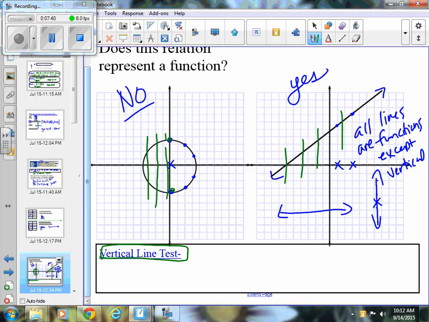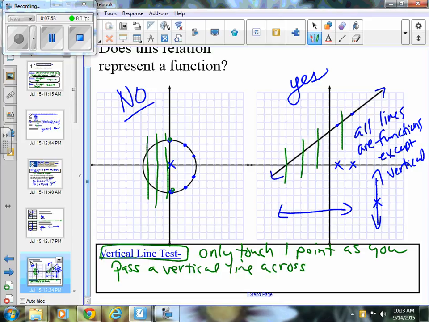So the vertical line says it can only touch one point as you pass a vertical line across the graph to be a function. When you're looking at those pictures, it's pretty easy to just scan across and see how many points it touches. It can only touch one to be a function.